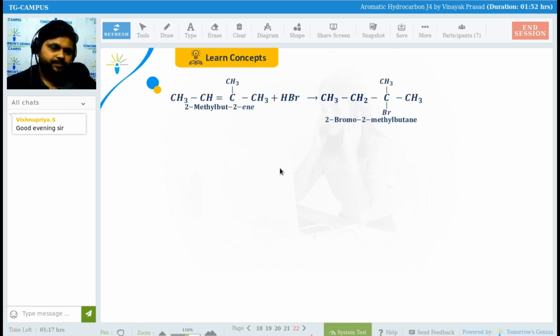Now see here. With HBr, we have got 2-bromo-2-methylbutane. This is the major product. HBr is there, but here no peroxide is there. Unless peroxide is present, we cannot say that Br will go to this carbon, right? If peroxide is not there, then Br will add according to the Markovnikov rule. Right?